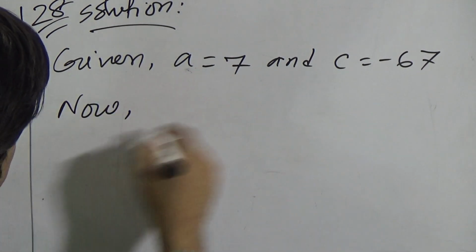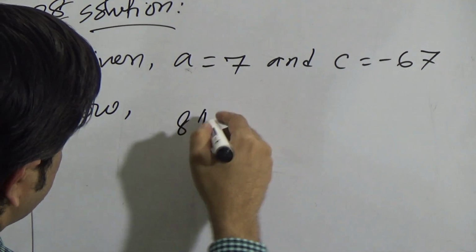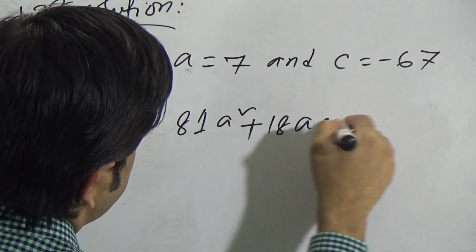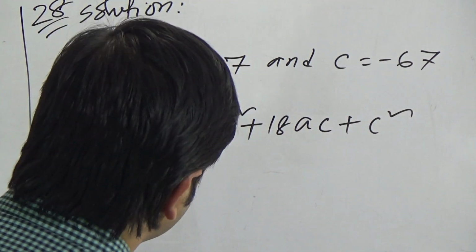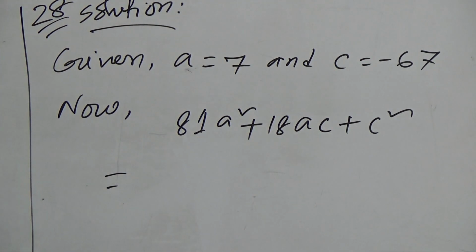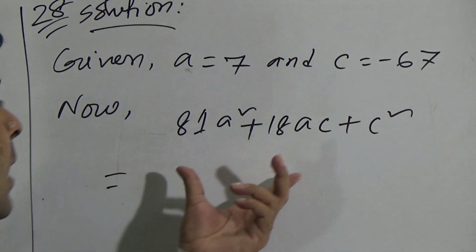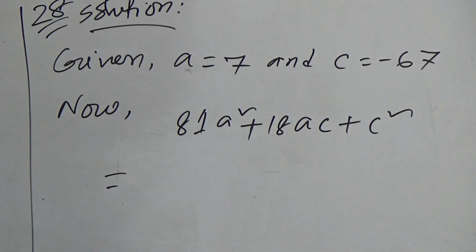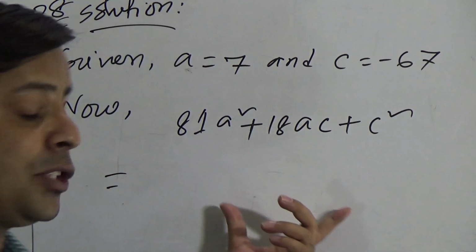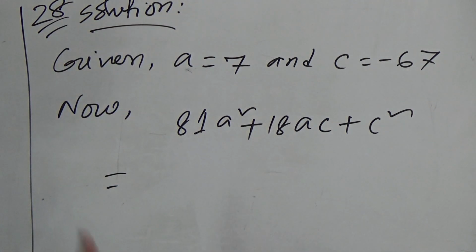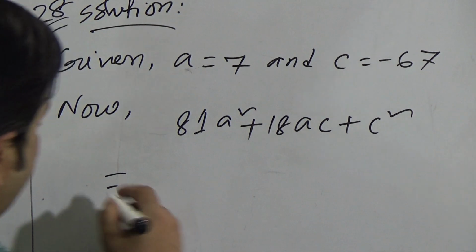Now the given expression is 81a square plus 18ac plus c square. Again, in a similar process, we can apply the formula. If we don't apply the formula and put the values of a and c directly, we will get the answer, but it will be a little bit critical for you to solve. But if you apply a technique here, then this will be easier. So let's apply the technique.